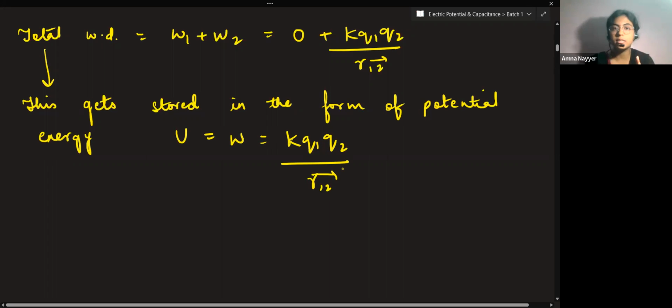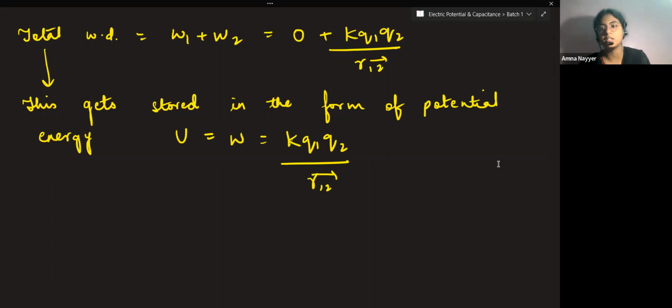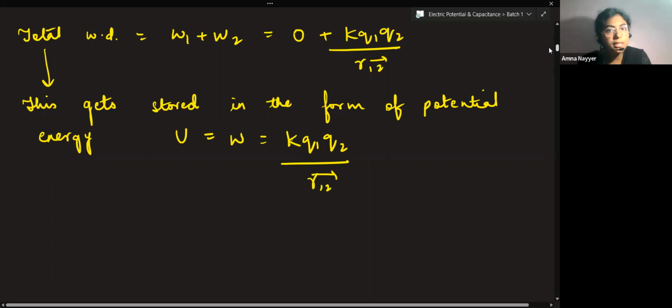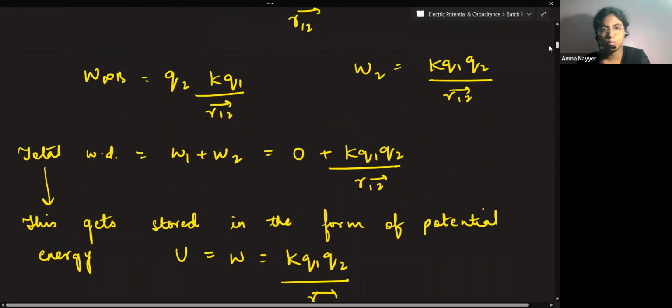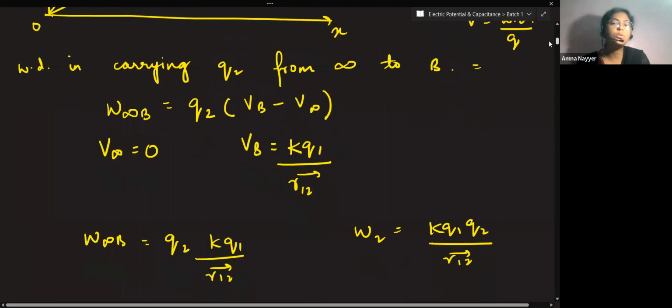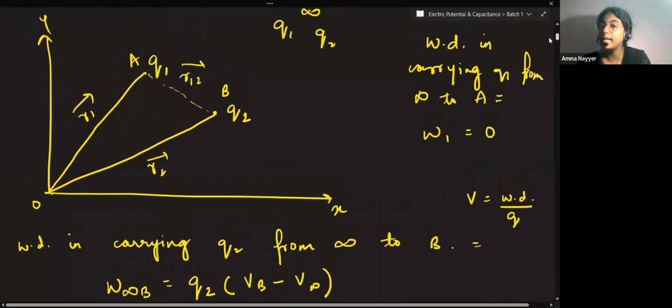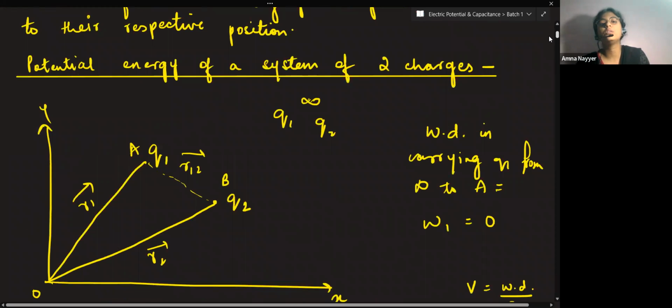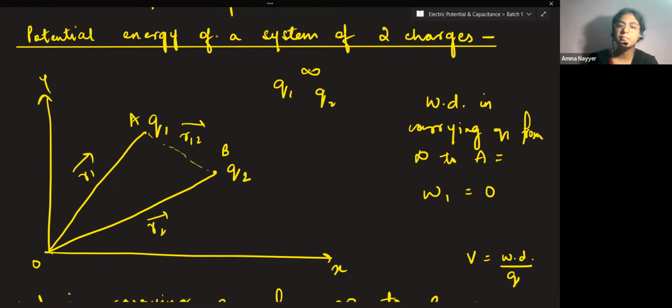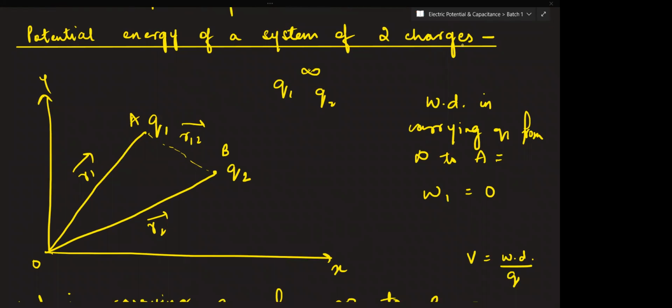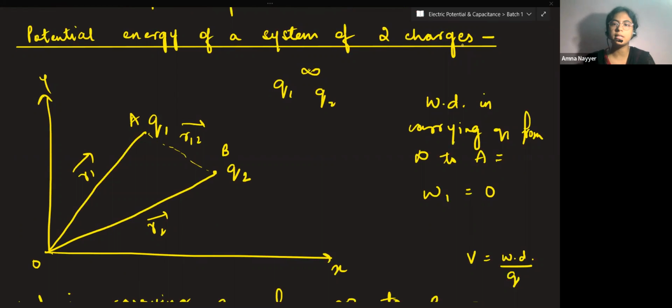So if you have a system which has two interacting charges, and you have to assemble the system, the total energy required will be K Q1 Q2 divided by R12, where Q1 and Q2 are the charges, K is the constant 9 into 10 to the power 9, and R12 is the relative separation between them. Is this clear? Yes, ma'am. So just note it down, then we'll see how to tackle it if we have more than two charges.